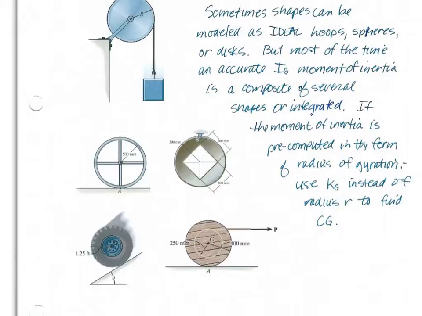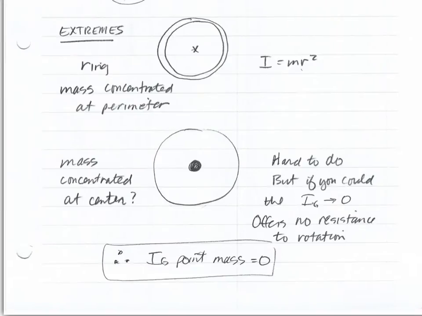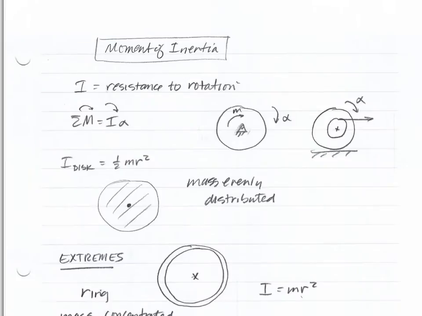But in general, the mass moment of inertia is often pre-computed in these cases in the form of a radius of gyration. And so we'll use K instead of R to find I about G. So on any problem where K is given to you, use that instead of R. But we're going to talk about why. All right, let's talk about what the mass moment of inertia really means.